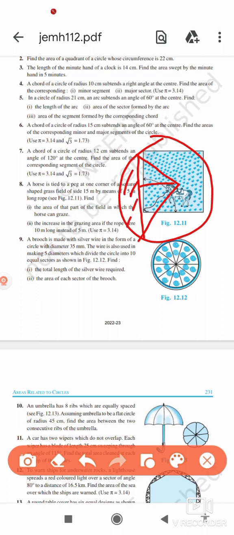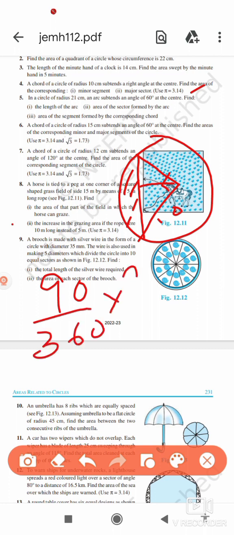So if I say it, how will I do this? Radius is 10 centimeter, and it is telling me use 3.14. Okay, so what will I do? I will find the area of this minor sector as we were doing. So it is telling me that it subtends a right angle at the center, so it is a 90 degree. Okay, so 90 degree, so this is 90 degree. So I can have, as I said, 90 by 360 into 3.14 into r square. So 10 into 10, right?